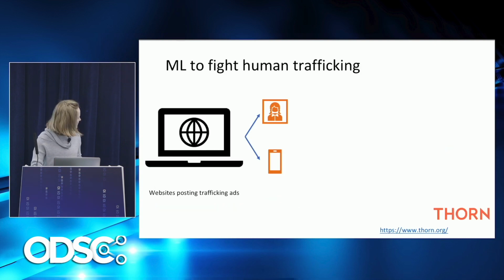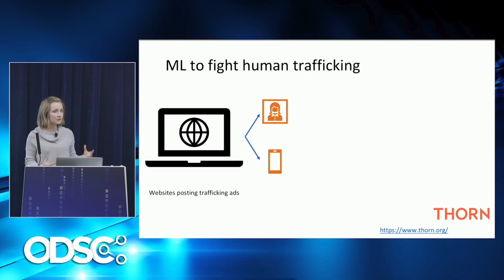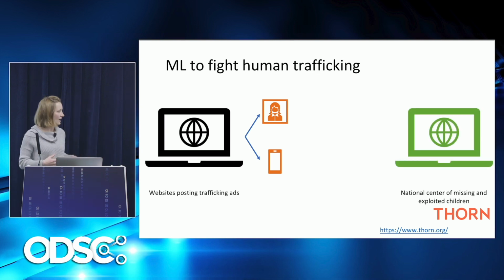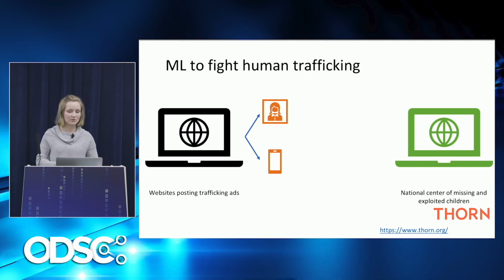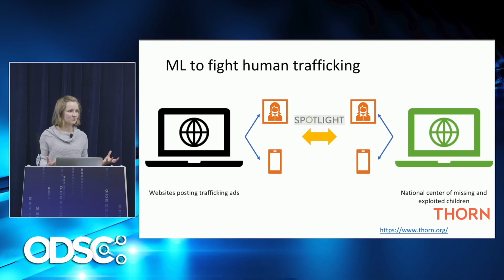Yeah, and these websites collect very informative information about the victims. So they have photos and telephone numbers. On the other side, we have the website for missing and exploited children, where they also have photos and telephone numbers of missing children. So now we just need to connect this information, and this is what Thorn did with their partners.